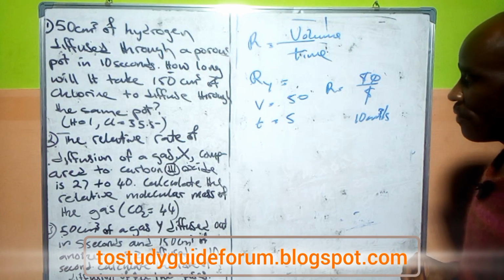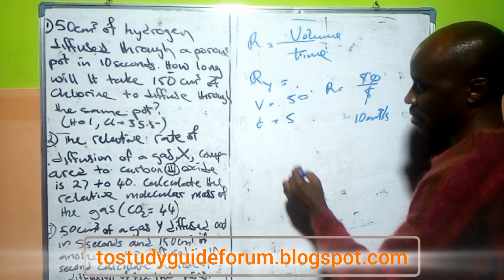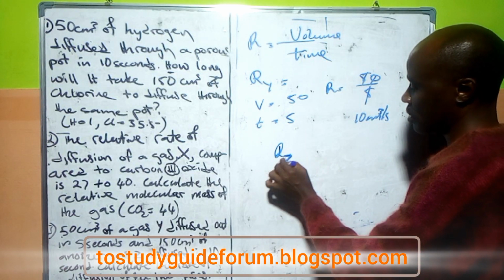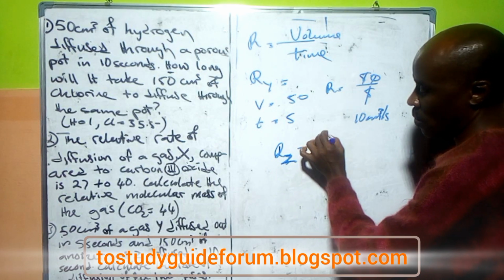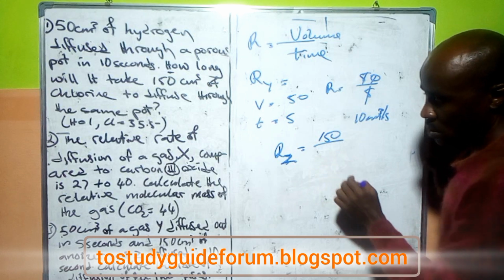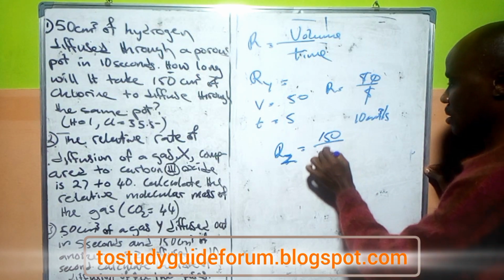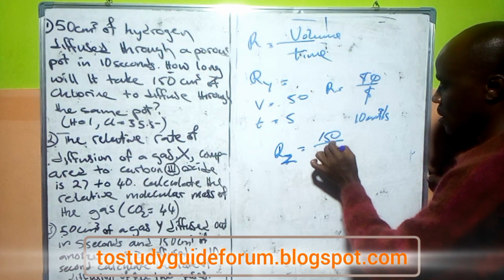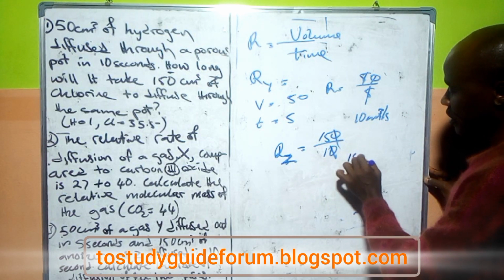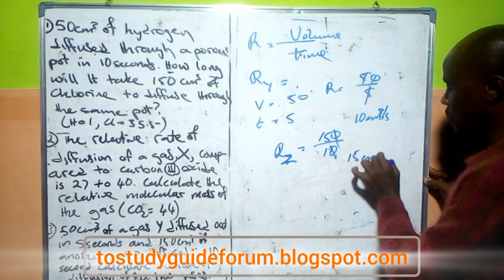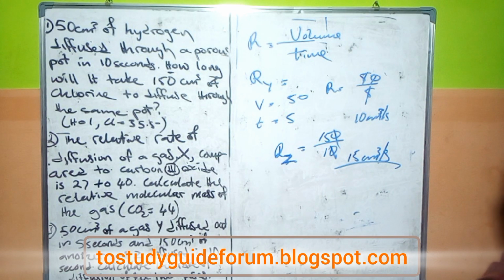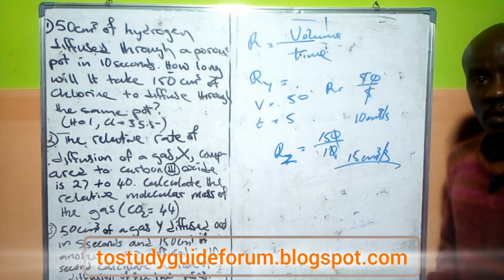So the next one, the second one, in the same vein, this is gas Z now. Then we have 150 over 10. Then we'll cancel out. If we cancel out, what we have here will be 15 cm cube per second. That is what we have.